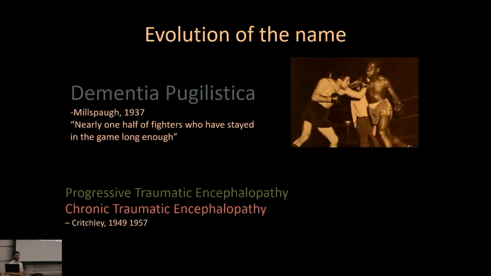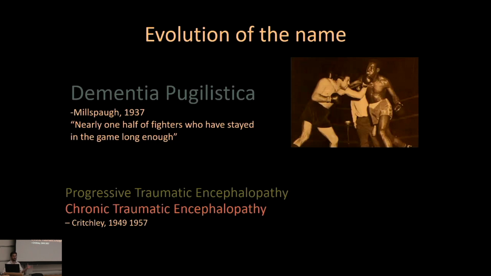Now the name evolved over time. In the 30s, it became known as dementia pugilistica, again a term you can even hear today. And Dr. Millsbraw, who coined this initial term, would say that nearly half of the fighters, again boxers, who stayed in the game long enough, would develop this condition. In the 40s and 50s, the name sort of progressed to progressive traumatic encephalopathy and ultimately chronic traumatic encephalopathy, to give it a more scientific nomenclature, because punch drunk and dementia pugilistica don't really sound good in terms of clinical term. So again, this is the 50s. CTE is a thing in the 50s.